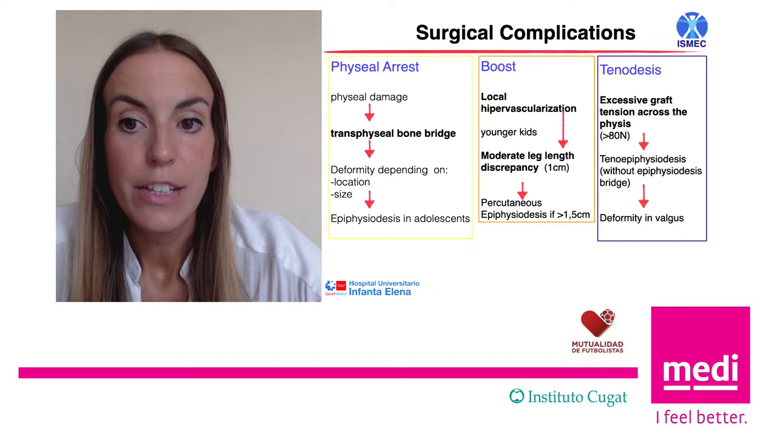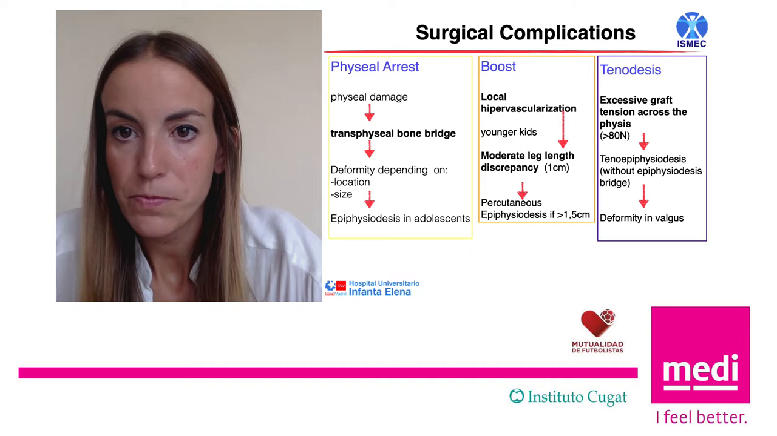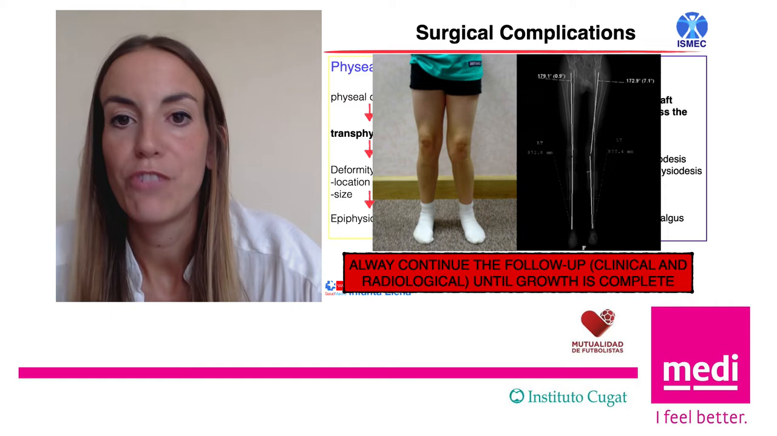And tenodesis, which is caused by excessive graft tension across the physis. It's going to lead to a tenoepiphysiodesis, which is not a bone bridge, but it also causes damage in the physis and a valgus deformity. So we always have to continue the follow-up in these patients clinically and radiologically until growth is complete. This is very important and key when treating these kinds of patients.